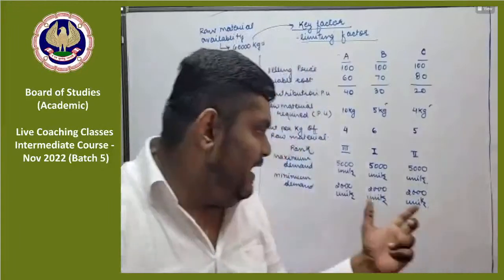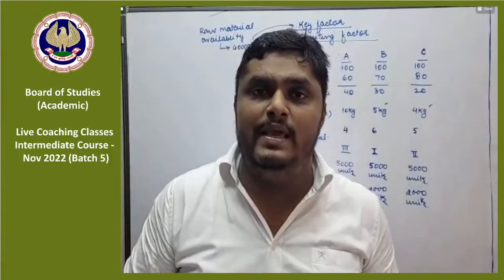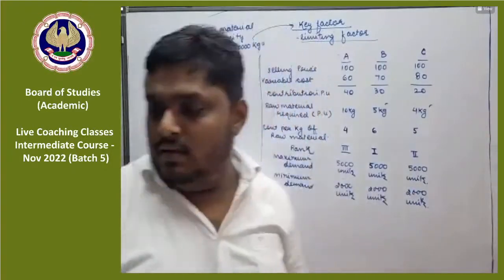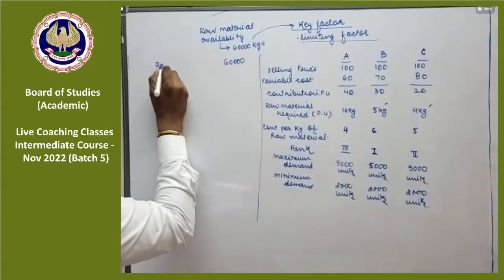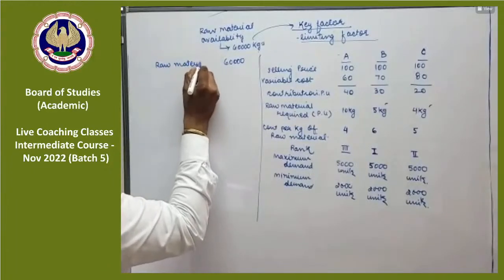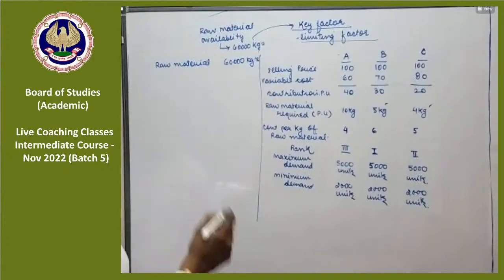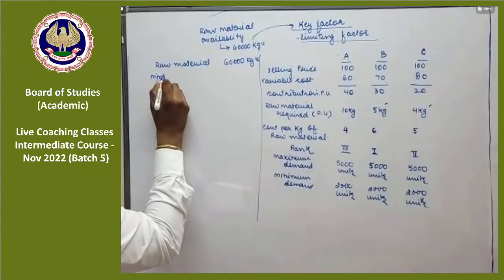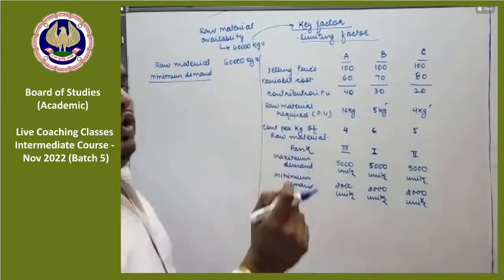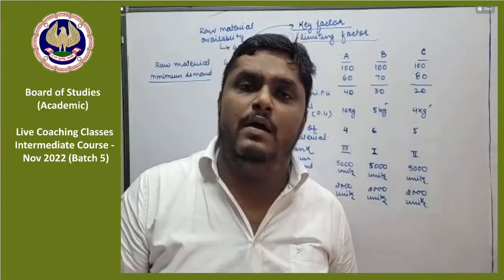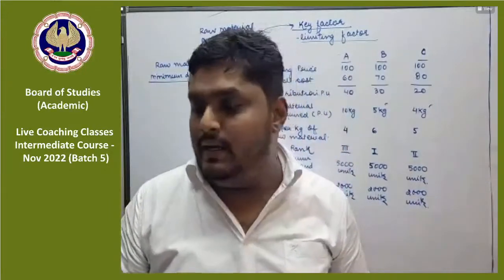Now guys, here the minimum demand is also given. It means we have to manufacture so and so quantity of products A, B and C to be in the market. So we will first fulfill the minimum demand. We have 60,000 kgs of raw material. Now let's fulfill the minimum demand of all the three products. To be in the market, the company has to provide this many units in the market.